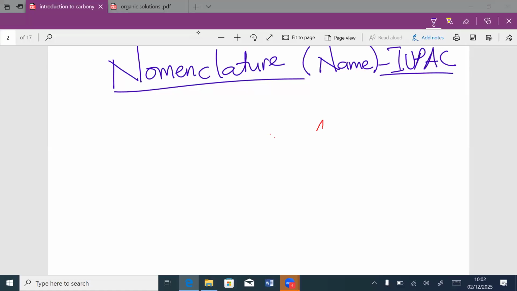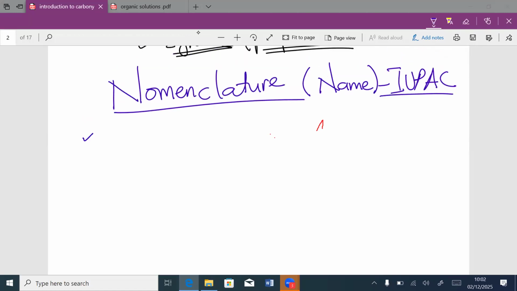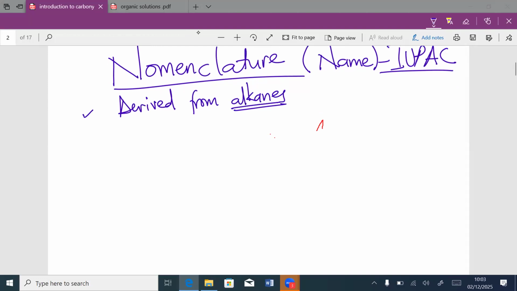Now, whenever we are naming these organic compounds, by now you should be very familiar with the rules of nomenclature for our level. First and foremost, all the names are derived from the alkanes. For example, I'm having CH3, CH2, CH3. This compound here can be named as 3 carbon atoms, meaning it is prop. So this is propane.